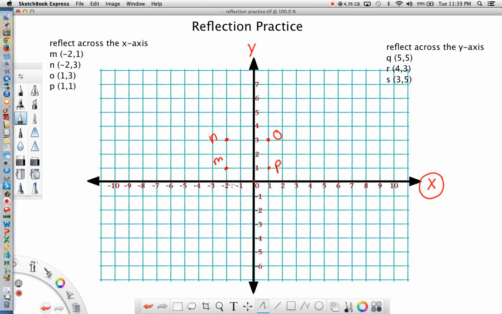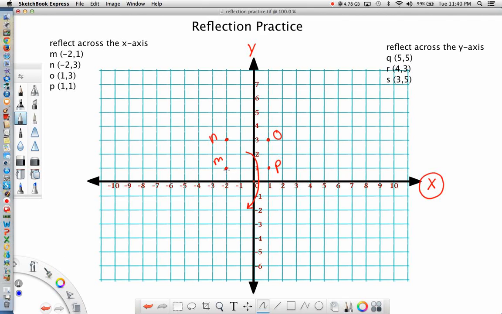Now, if we're to reflect these points, what we're really doing is reflecting them over the x-axis, which is this line right here. We're taking all of these points and reflecting them over the x-axis. Let's see what their new points will be.